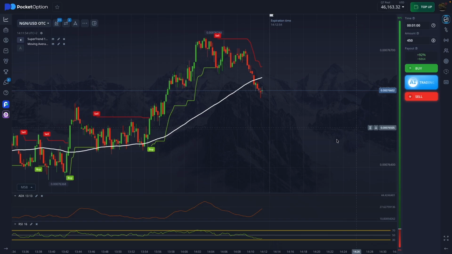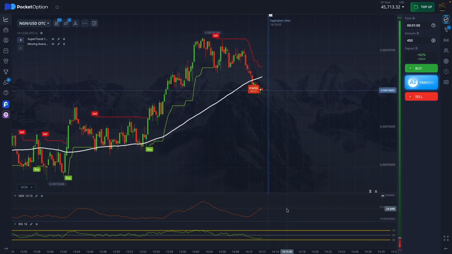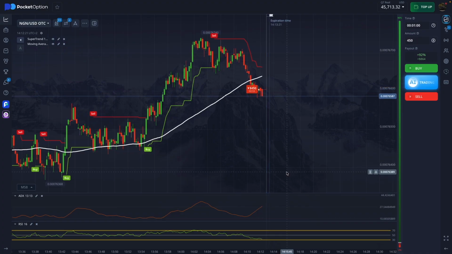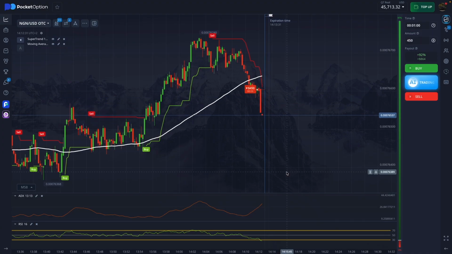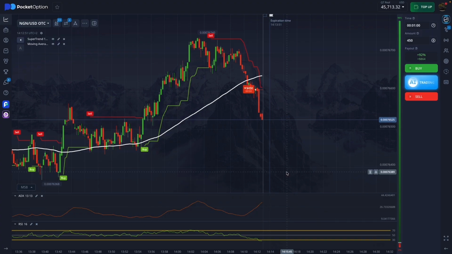I will slowly continue my trading session. I saw a good moment to enter a down trade. Meanwhile, the ADX indicator is approaching the 25 level. Now I have opened another trade and I'm watching how it will close. Time is running out. The price has really dropped significantly, and I'm closing another trade with a profit.